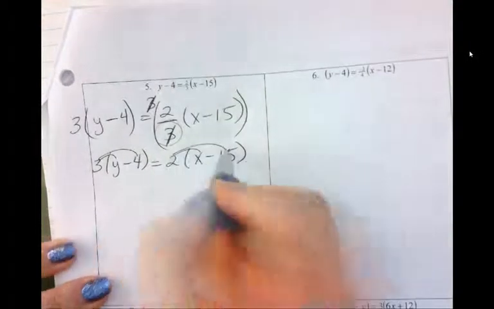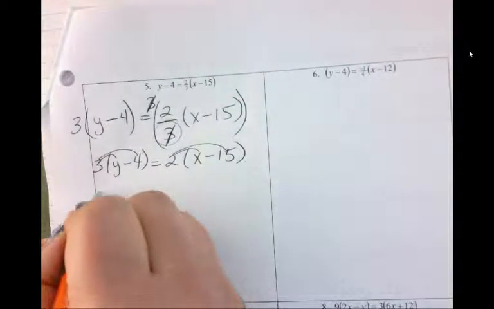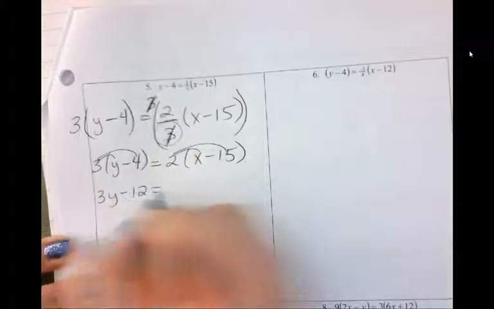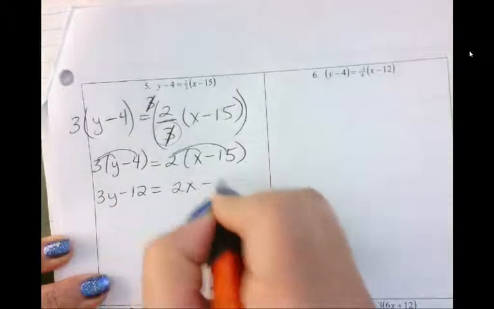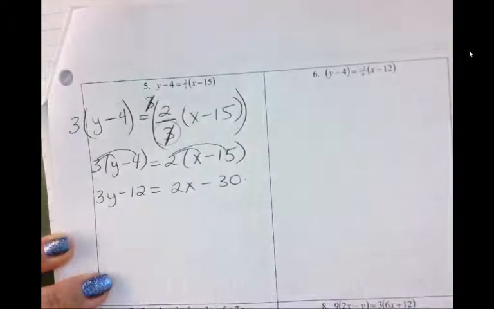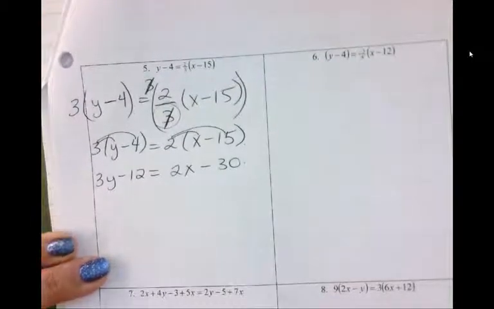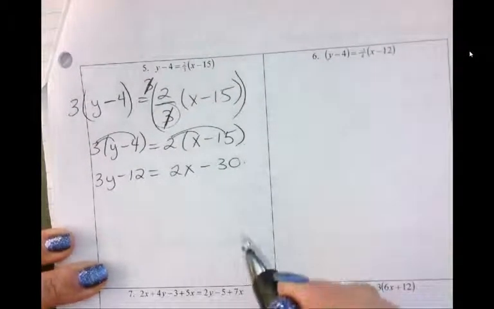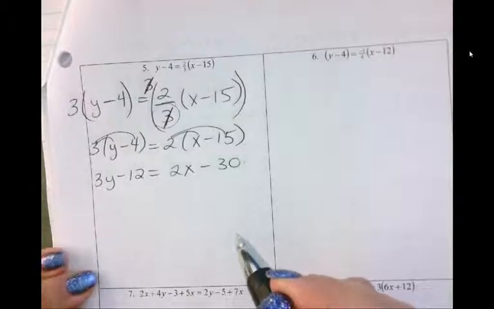Okay, so now I can take my 3 and distribute it through, and I'm going to take my 2 and distribute it through. 3y minus 12 equals 2x minus 30. That okay? Okay, awesome.